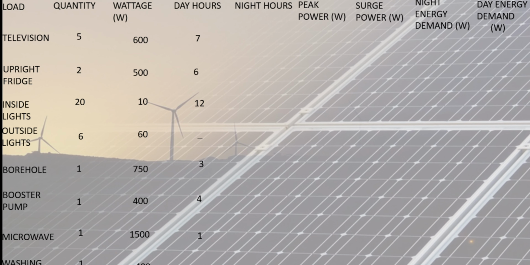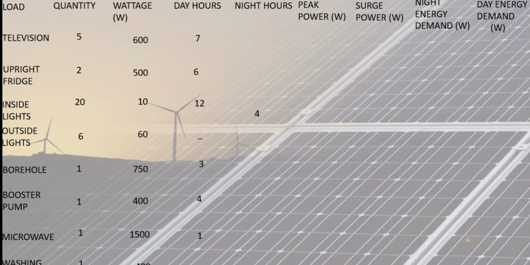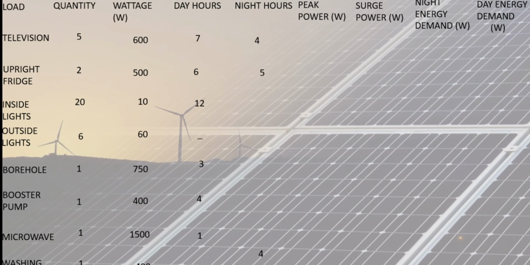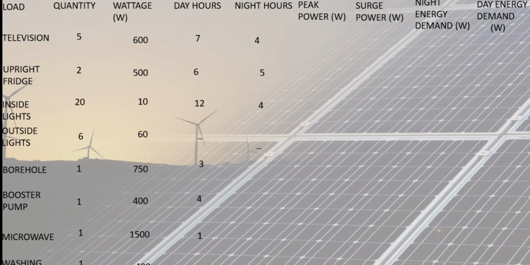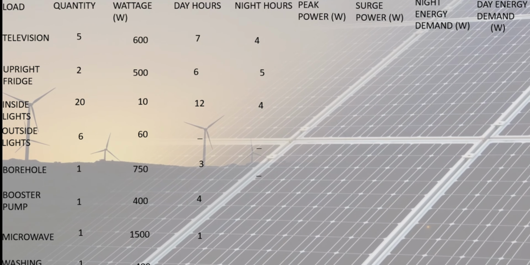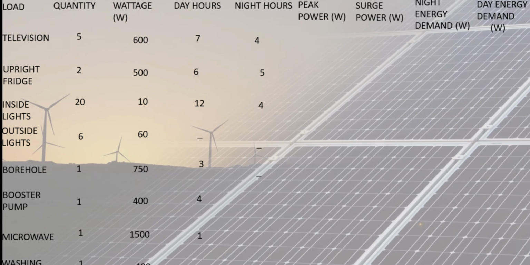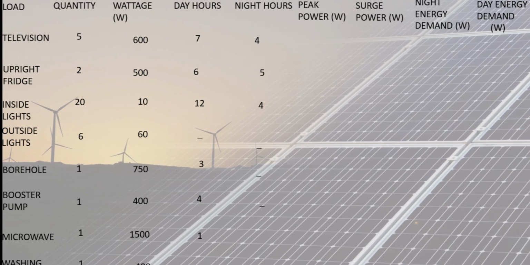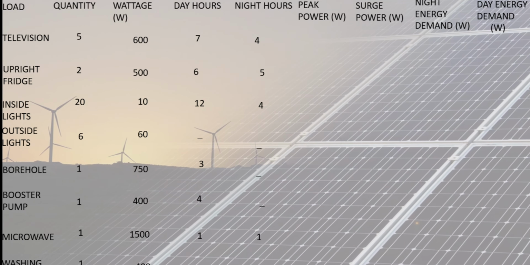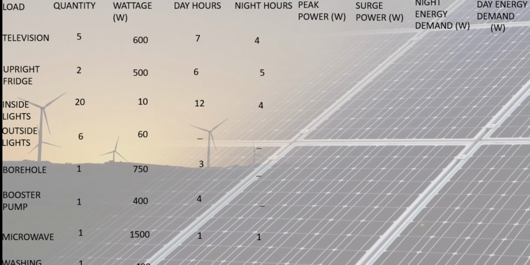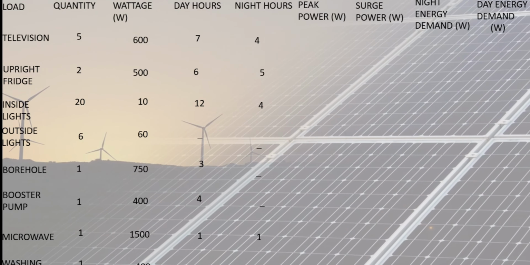And during the night, the television only works for 4 hours, upright fridge for 5 hours, inside lights for 4 hours, and the outside lights for 3 hours. The borehole doesn't operate during the night. The booster pump doesn't operate during the night. Microwave operates for 1 hour. Washing machine doesn't operate during the night. Now we have to calculate all the missing requirements given all this information.